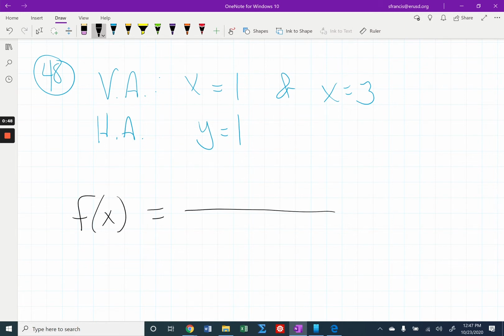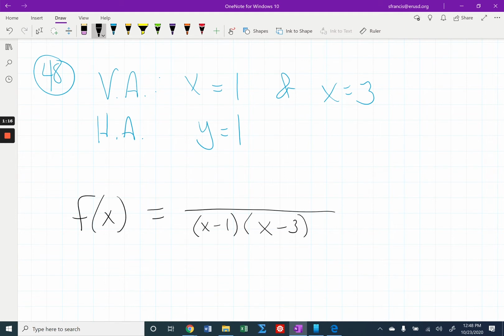So how I can use that here: if I need a vertical asymptote at x equals 1, that means I need x equals 1 to cause division by 0, 0 in the denominator, but not cause 0 in the numerator. So I need a factor of x minus 1 in the denominator. Similarly, if I need a vertical asymptote at x equals 3, then I need x minus 3 to be a factor of the denominator. Now I can have other factors.